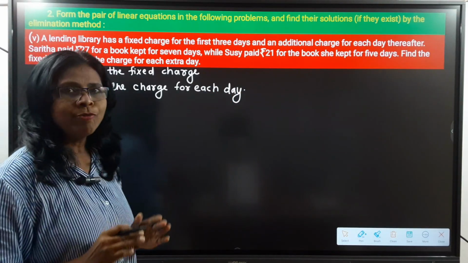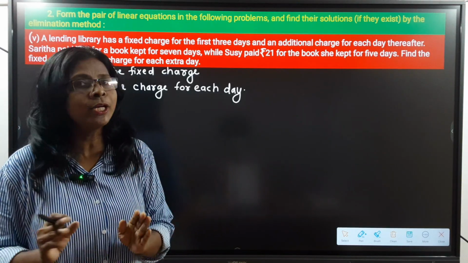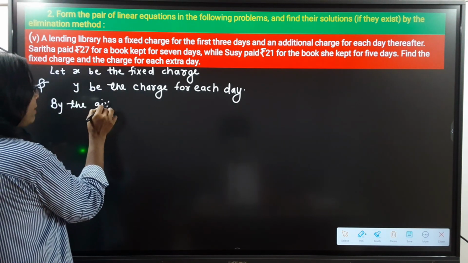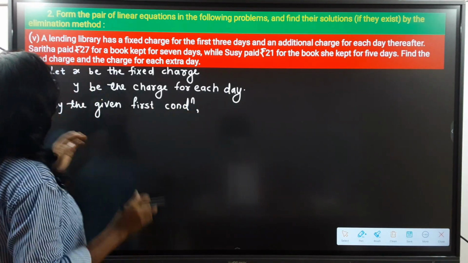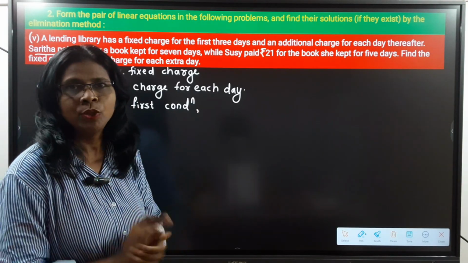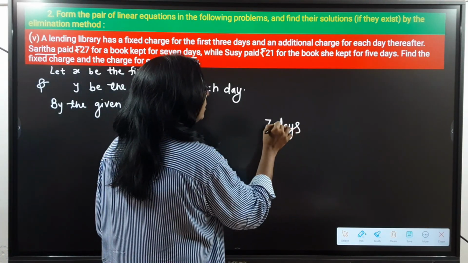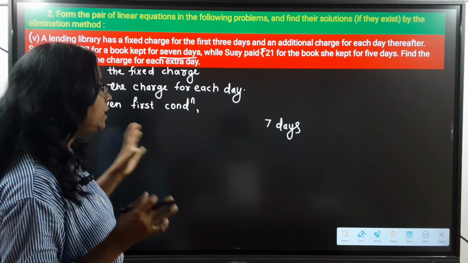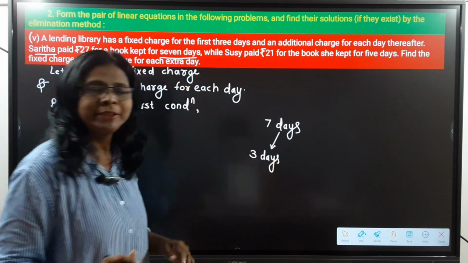Now here students, in this example there are two conditions. By the given first condition, Sarita paid rupees 27 to the library, and for 7 days she paid a total amount of rupees 27, and that 27 we distribute over these 7 days, as 3 days and 4 days.